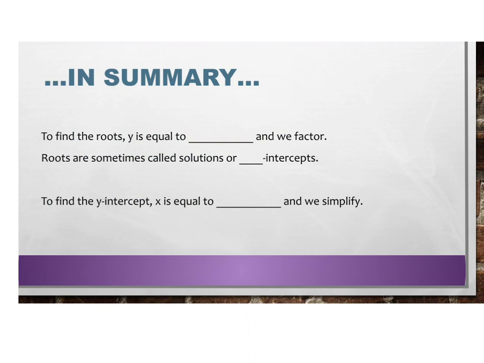In summary, to find the roots, y is equal to 0. The roots are sometimes called the solutions or the x-intercepts because they go across the x-axis. To find the y-intercept, we make x equal to 0 and we simplify, or you can just remember that we can just use c.